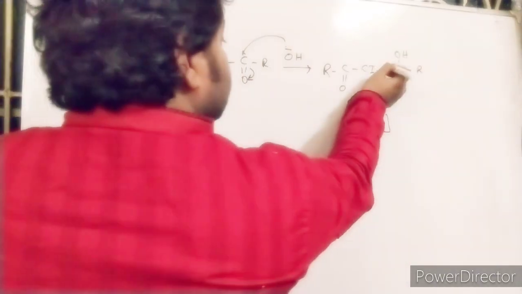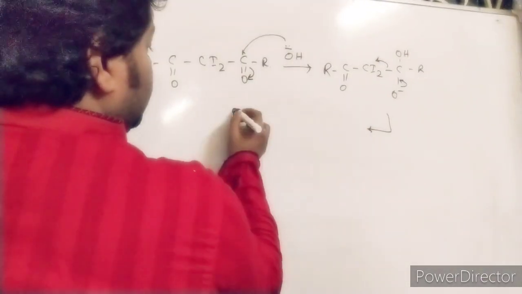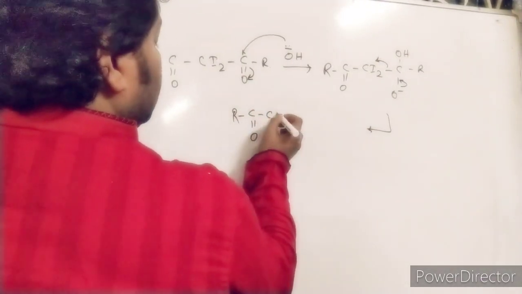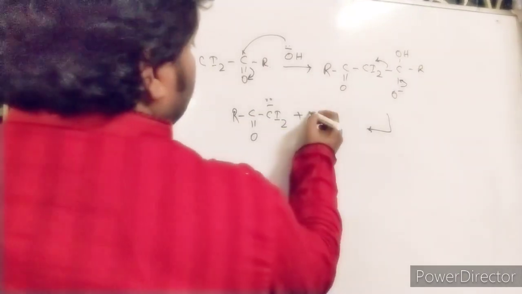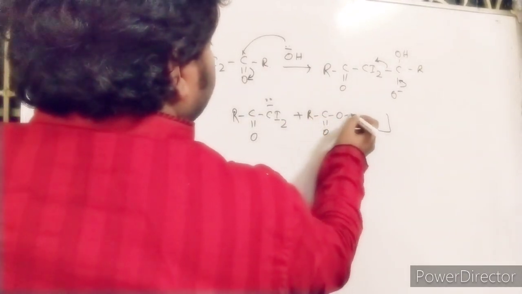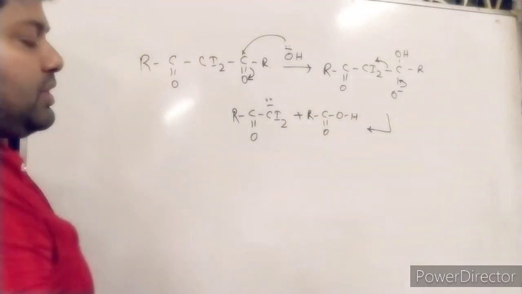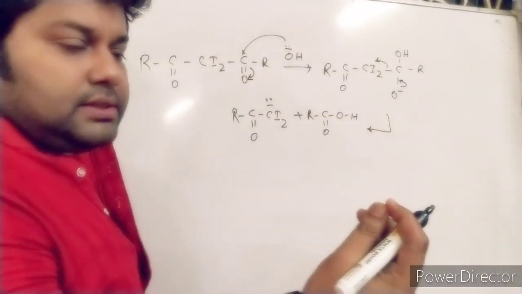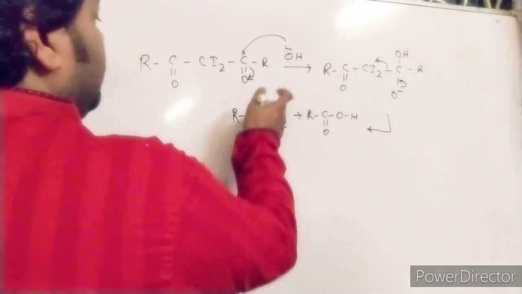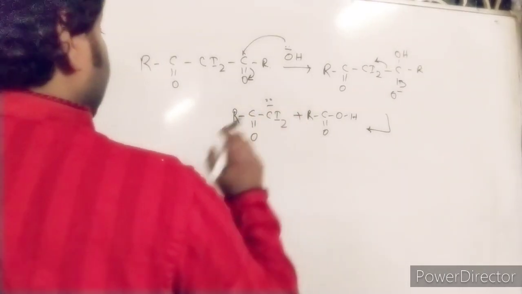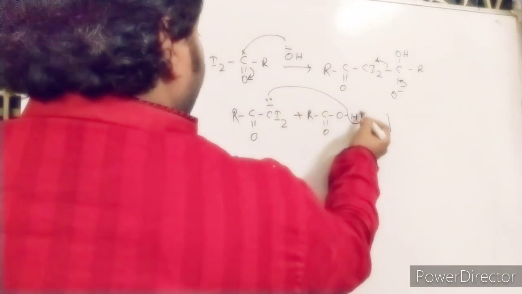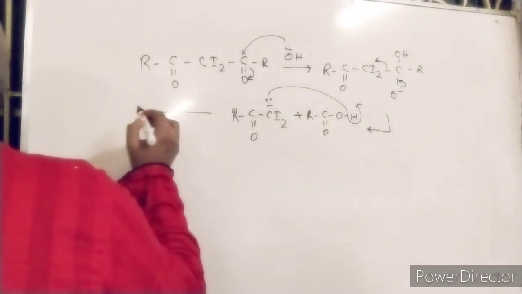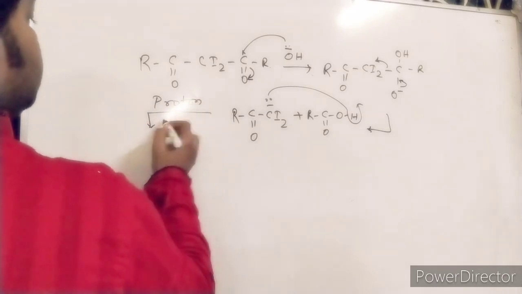So what will happen? This group will come out. So it will give you RCOCI2 minus plus RCOOH. So you are getting a carboxylic acid here. Now this is a mild base, because this minus charge can also make a resonance here, and there are two iodine groups, but still it is a base. It will work as a base. So this will go and take this H plus. So I can say it is a proton transfer.